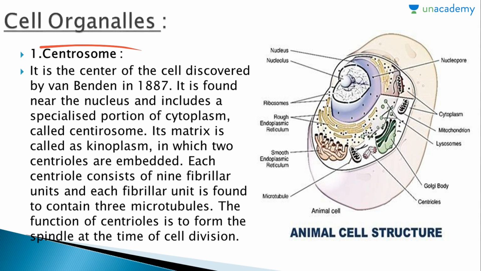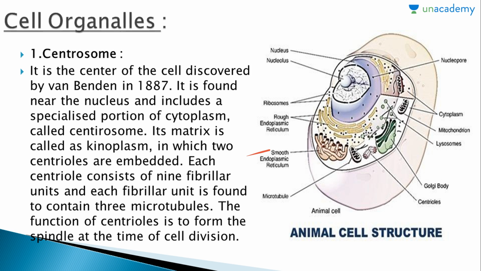Cell organelles, we shall begin with them. First of all, we will study the centrosome. It is the center of the cell, discovered by Van Beneden in 1887. It is found near the nucleus and includes a specialized portion of cytoplasm called centrosome. Its matrix is called kinoplasm, in which two centrioles are embedded.